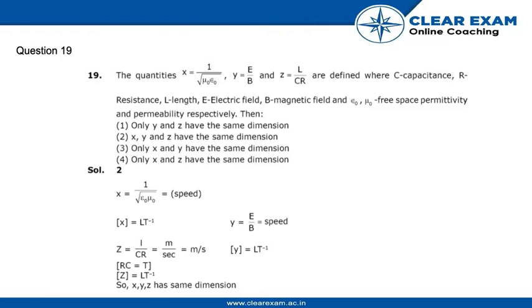The question states that the quantities x equals 1 upon root under mu naught epsilon naught, y equals E by B, and z equals L upon CR are defined, where C equals capacitance, R is equal to resistance, L is equal to length, E is equal to electric field, B is equal to magnetic field, and epsilon naught and mu naught are the free space permittivity and permeability respectively. Then we have to choose the correct option out of the given options.